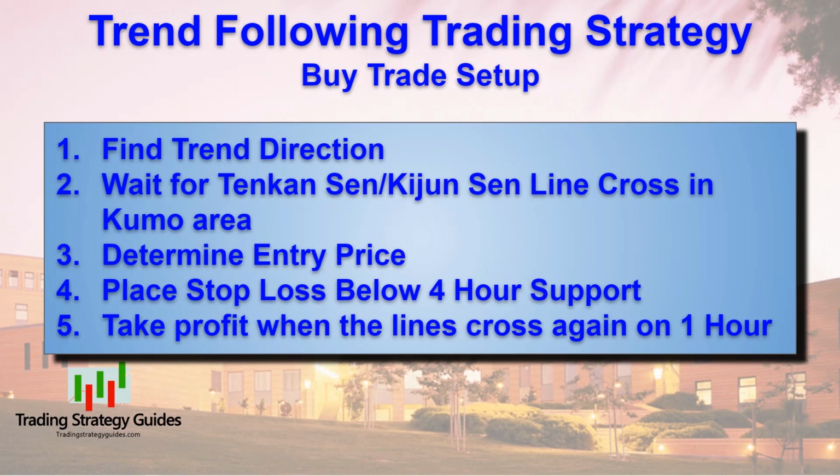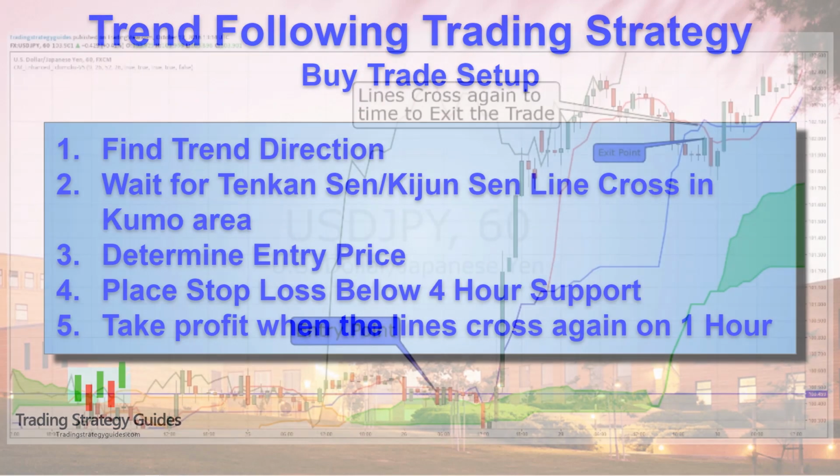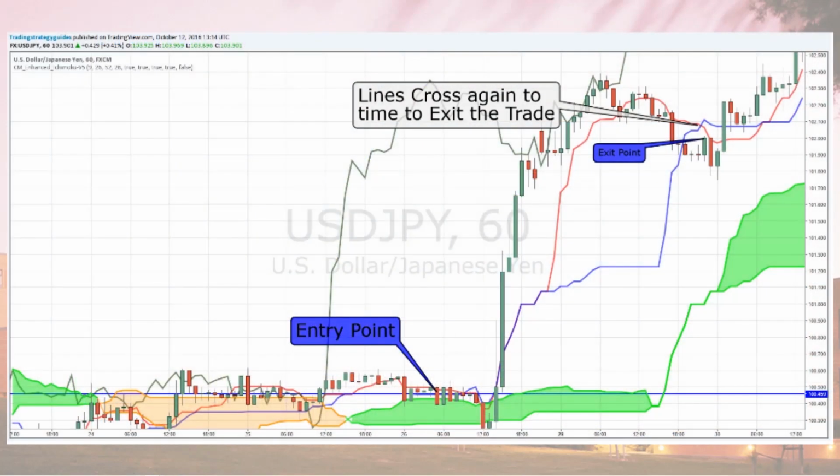And step 5, take profit when the conversion and baselines cross again on the hourly chart. Our exit strategy is to hold the trade until the trend starts moving in the wrong direction and the lines cross again. I recommend watching this on the 1-hour time frame to get an earlier exit signal. That typically signals the end of the trend.